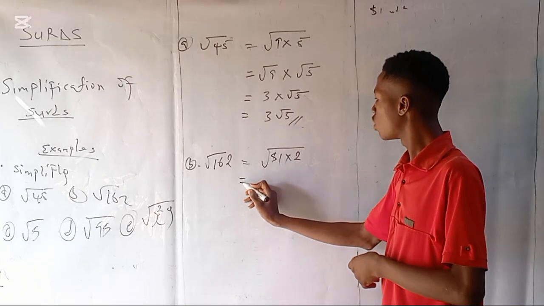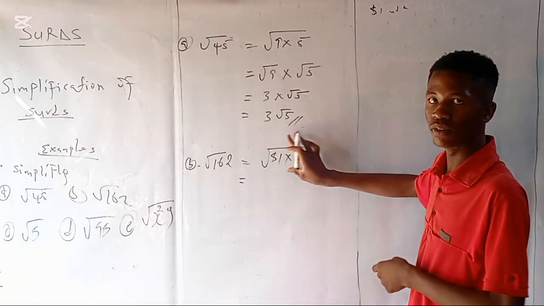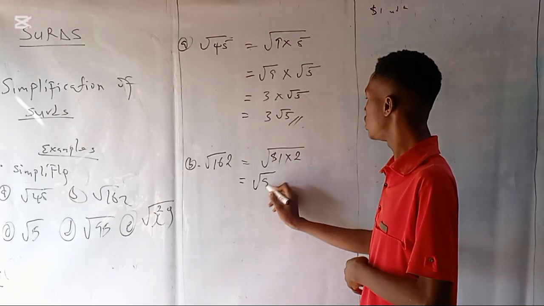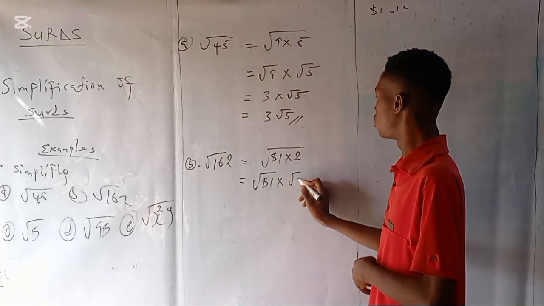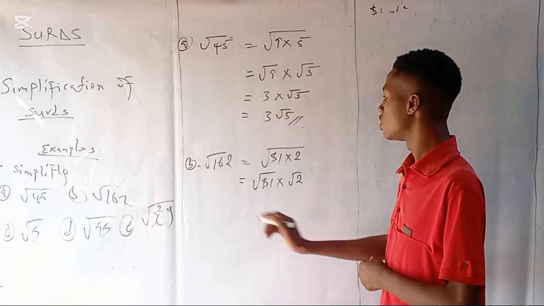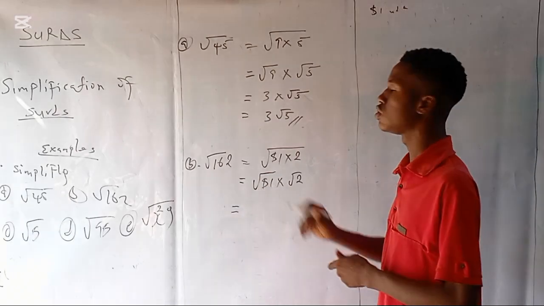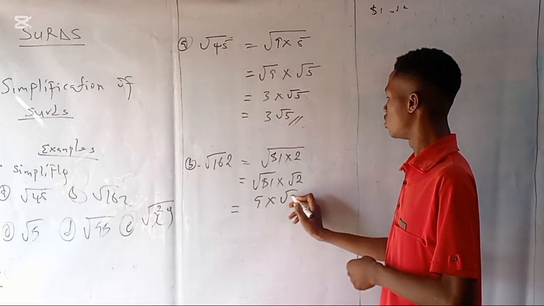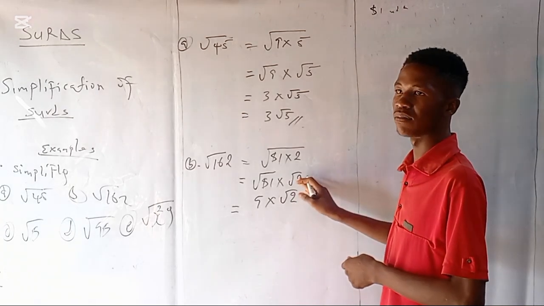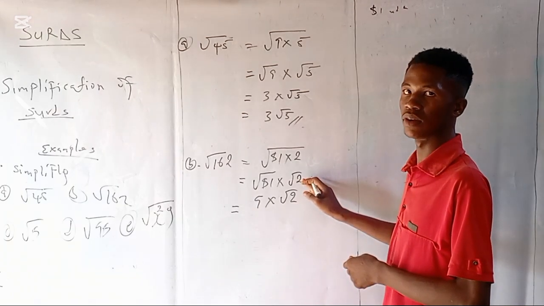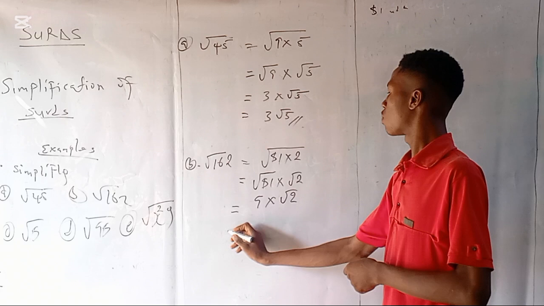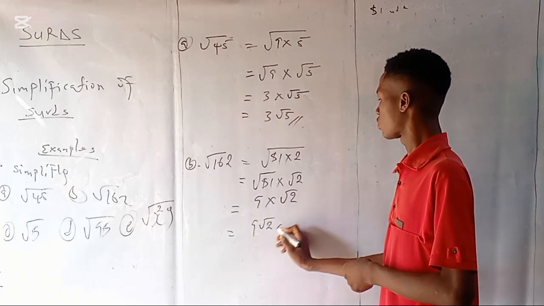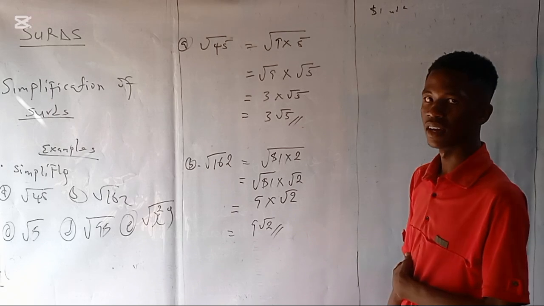So which is equal to, we take the root of each number separately. We have root 81 times root 2. Are we together? So this is equal to root 81, we have 9, times root 2, because 2 is an imperfect square, not a perfect square. Are we there? So this is equal to 9 times root 2, 9 root 2. That's the answer. Are we together?